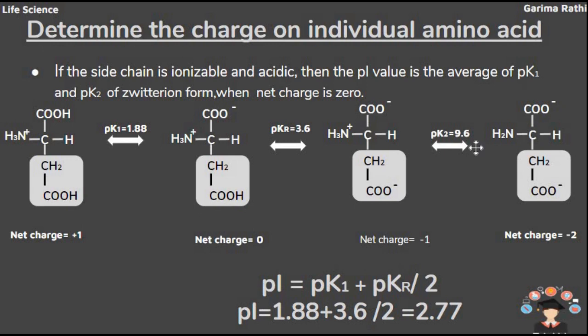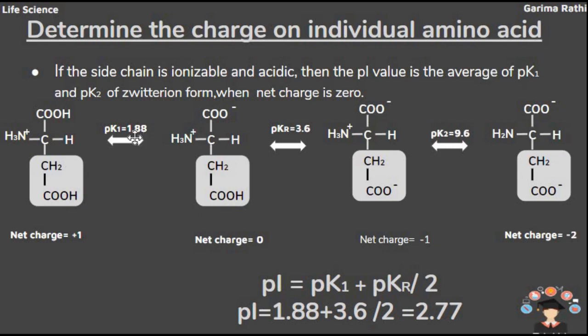On proceeding further and reaching the 9.6 pH value, the deprotonation of the amino group gets started. So what will be the net charge at the high pH value? That is equal to -1 on both carboxylic groups, so it is equal to -2.